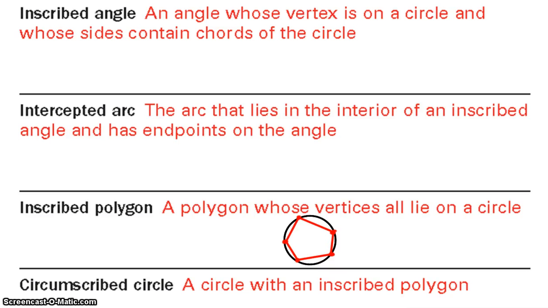We talked about how to inscribe equilateral triangles, squares, and etc. and the hexagon. Now, a circumscribed circle is a circle with an inscribed polygon. So this black circle here is the circumscribed circle. So that's the circle, and this is the inscribed polygon.